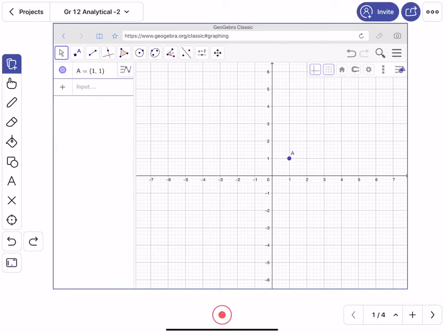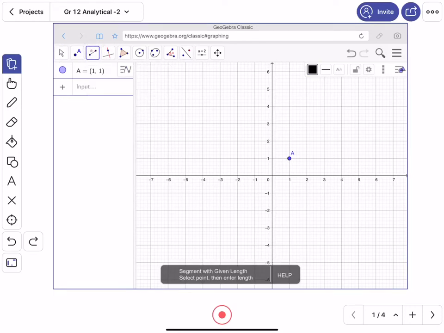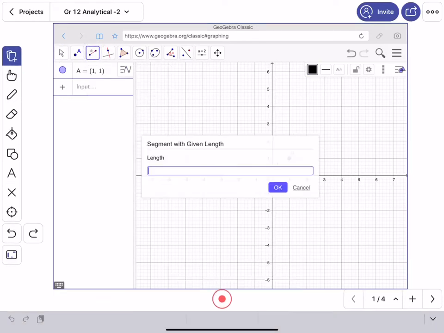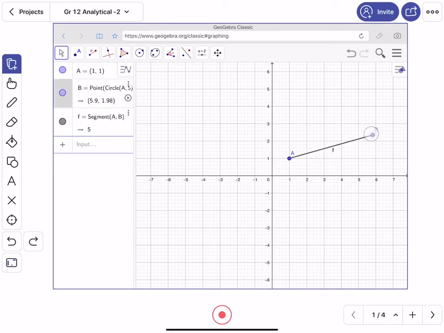What I'm going to do now is make a fixed length segment of a given length, say 5 units, okay? So I'll get a straight line. Now let's move this point B, right? The point B will move, but the distance remains the same, which is equal to 5.